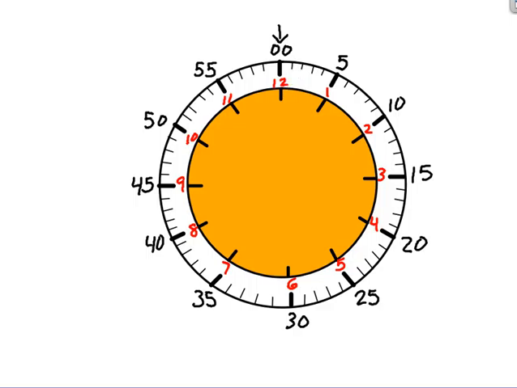Now because we're only focusing on telling time and writing time to the fives, we're not going to worry about the smaller tick marks that are within the intervals of 5 on the outside number line. Let's take a second and consider the hands of the clock.